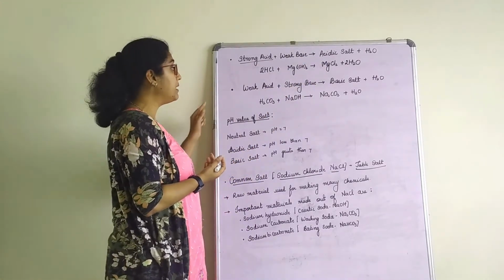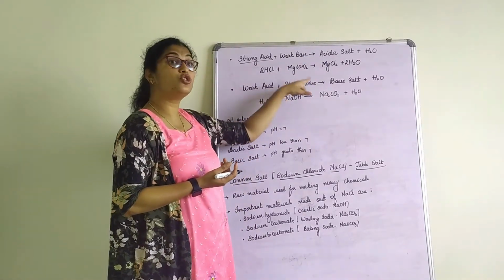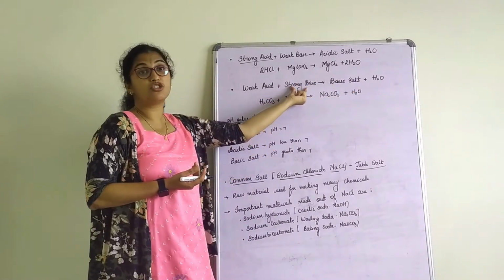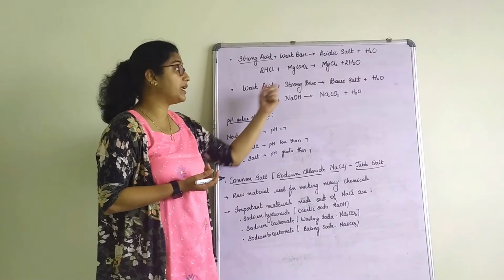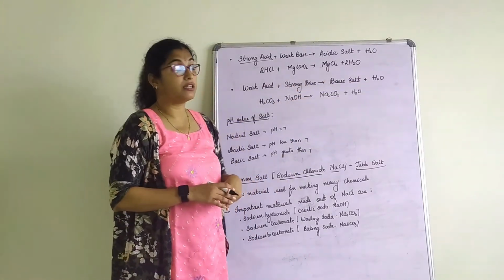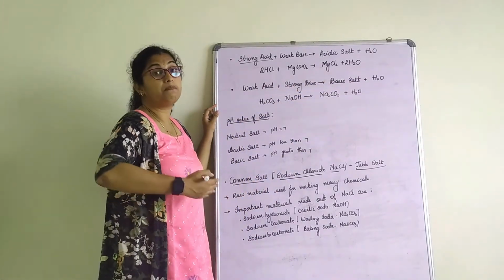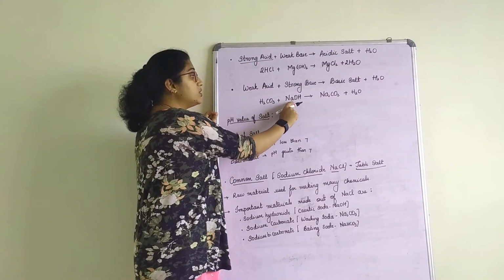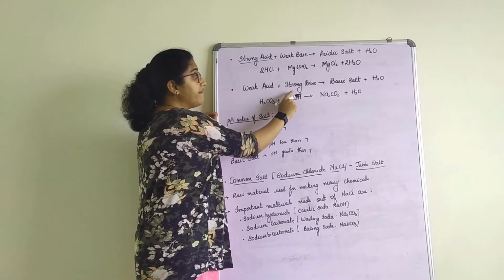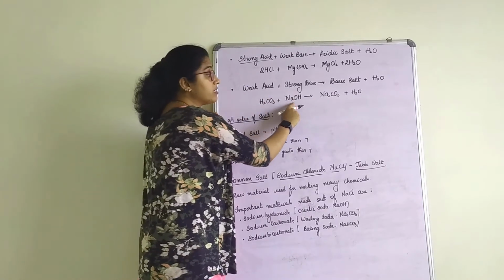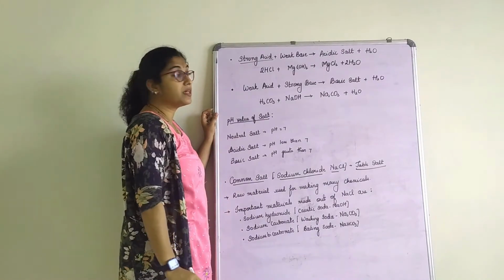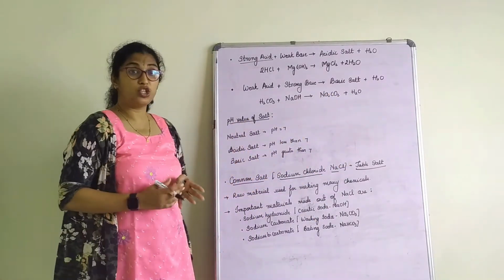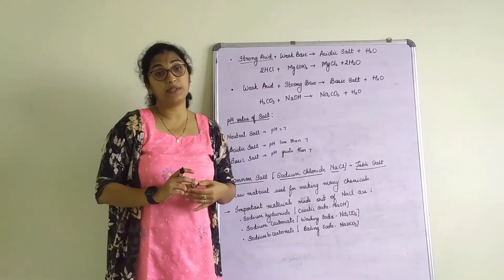Now the next example, weak acid and a strong base should give you basic salt because the base is strong here and the acid is weak. It will give you basic salt and water. If it is a basic salt, the pH has to be more than 7. Carbonic acid, that is a weak acid, reacting with a strong base, sodium hydroxide, should give you sodium carbonate and water. So these are the reactions when an acid reacts with a base.